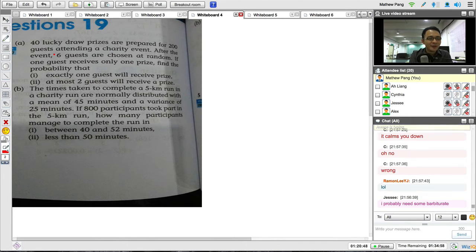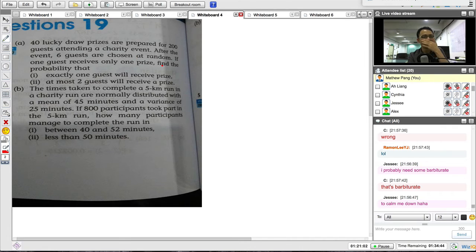Okay, we've got 40 lucky draw prizes prepared for 200 guests attending a charity event. After the event, 6 guests are chosen at random. If one of the guests receives only one prize, find the probability that exactly one guest will receive the prize.